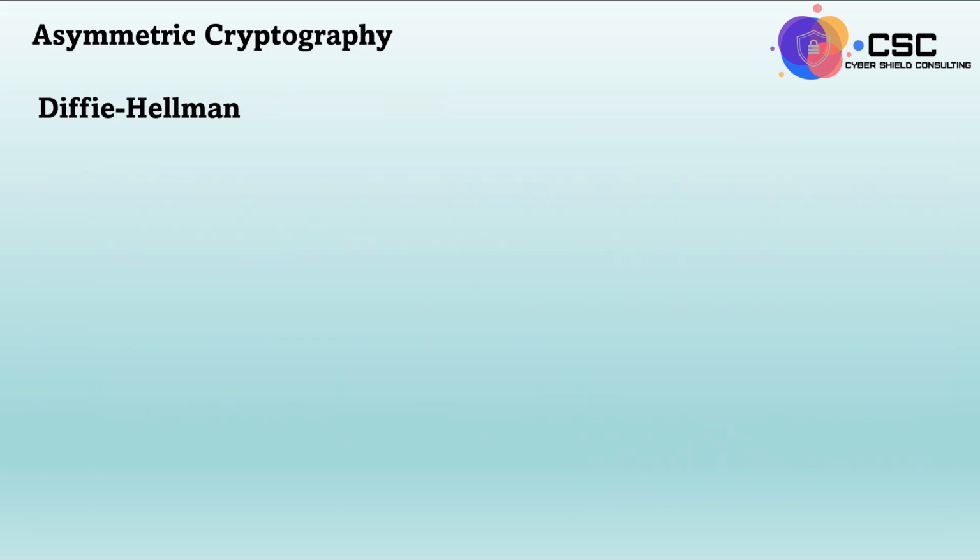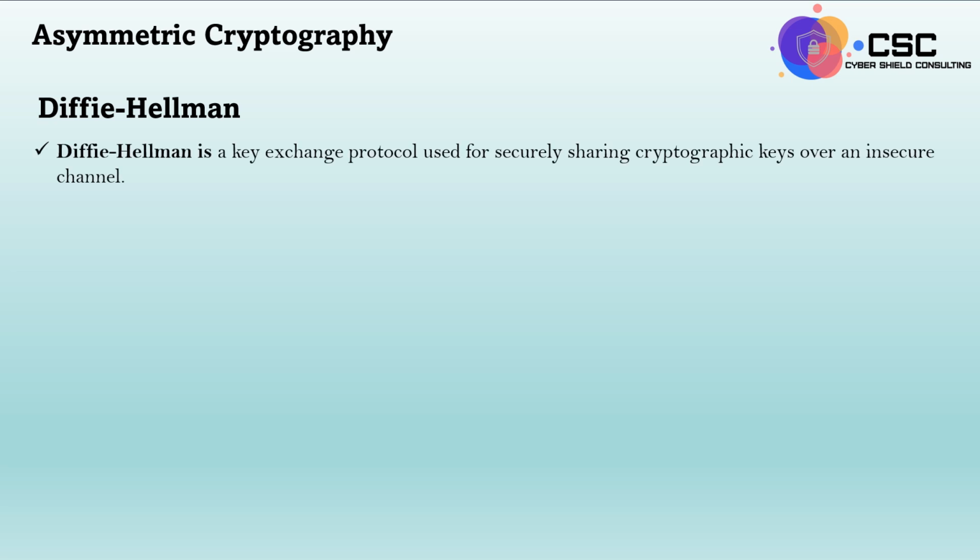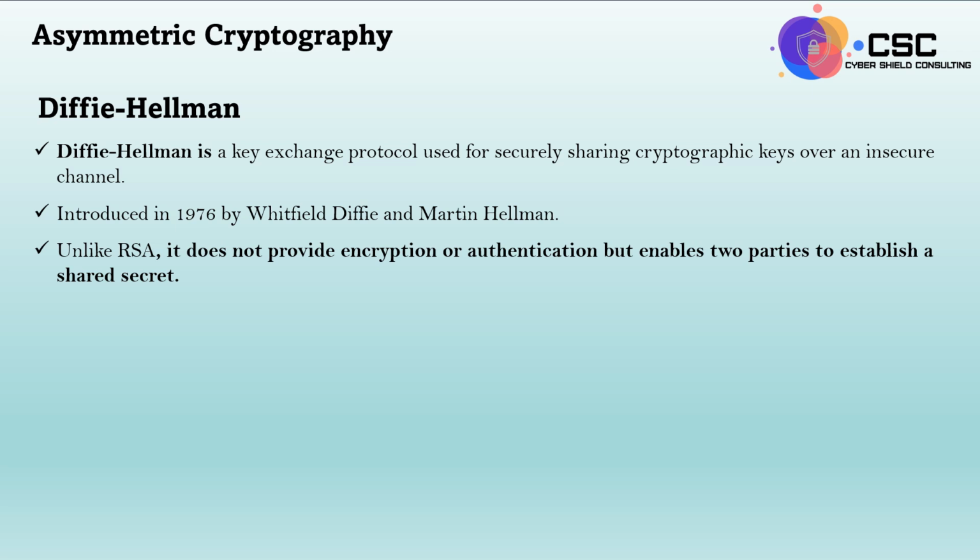In cryptography, securely exchanging encryption keys over an open network is a critical challenge. This is where Diffie-Hellman key exchange comes into play. Diffie-Hellman, introduced in 1976 by Whitfield Diffie and Martin Hellman, was a groundbreaking protocol that allowed two parties to establish a shared secret over an insecure channel. Unlike RSA, which enables both encryption and authentication, Diffie-Hellman is not an encryption algorithm. It's purely a key exchange mechanism.